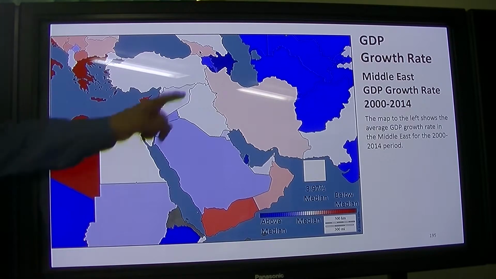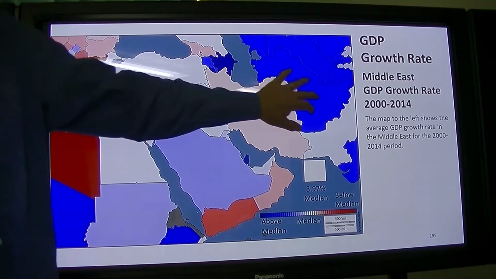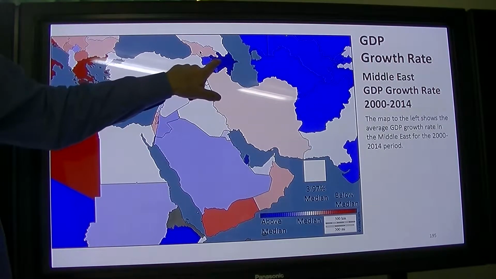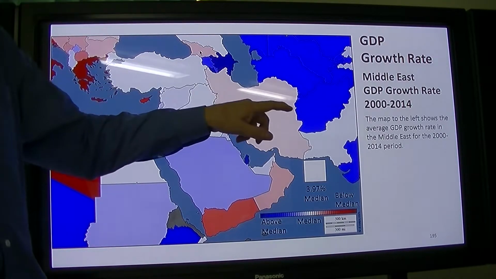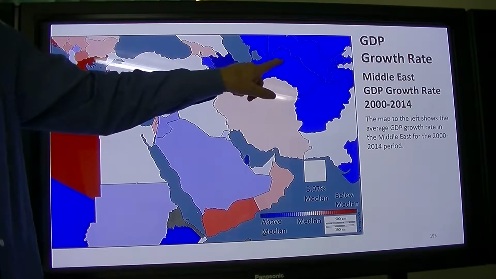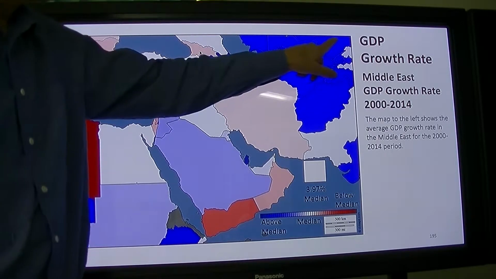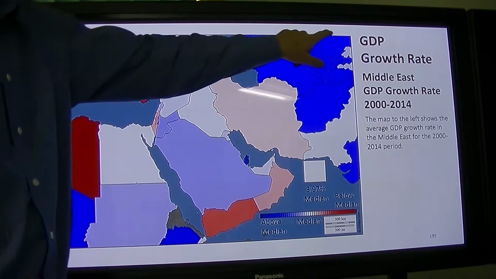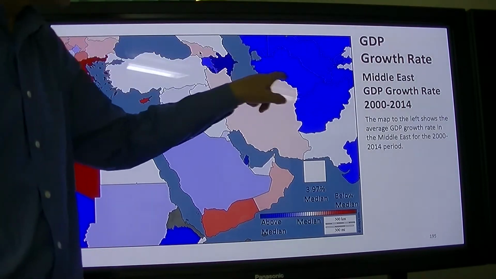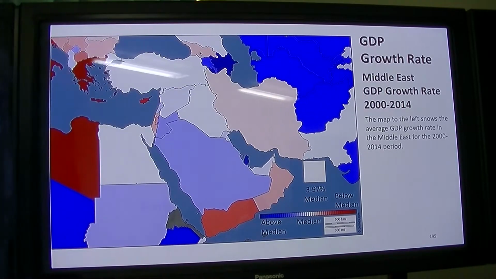Let's see. And then again you can see, I can talk about this, this is all oil driven growth. Azerbaijan, oil, Turkmenistan, Uzbekistan, and Kazakhstan. There's certainly natural gas, and Tajikistan there. So that's certainly been an impact.